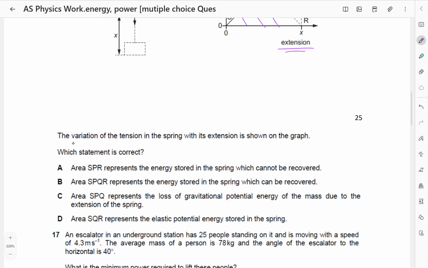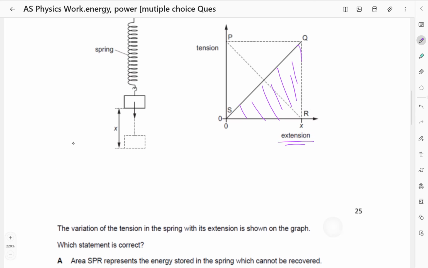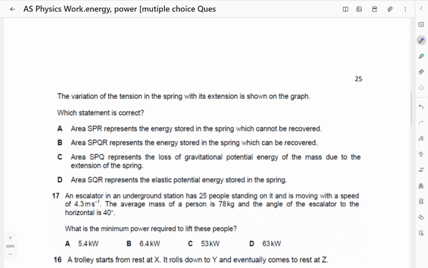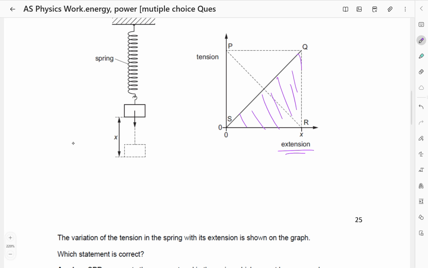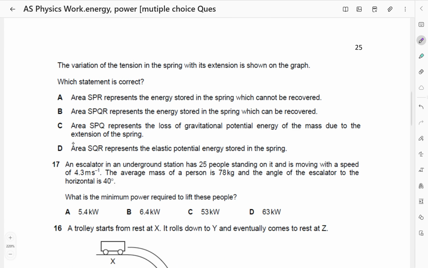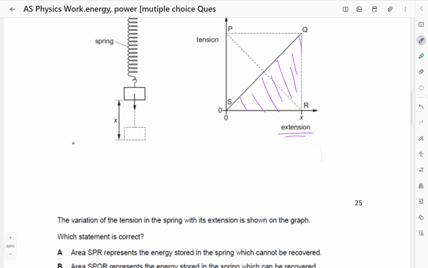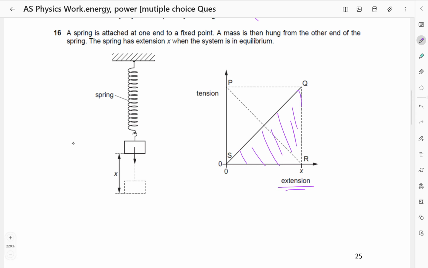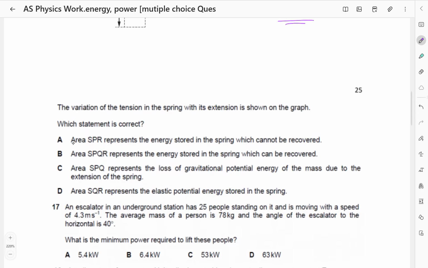Area SPQR represents the energy stored? Not at all. Area SPQ represents the loss of gravitational potential energy of the mass due to the extension of the spring. That's not true. Area SQR represents the elastic potential energy stored in the spring. So the elastic potential energy is half Fx, which is this area with the extension axis. So the answer is D.